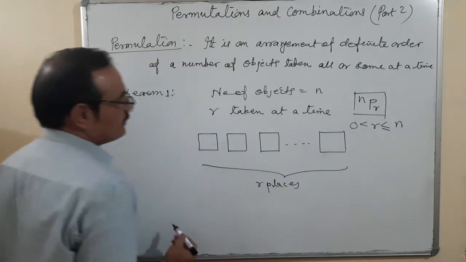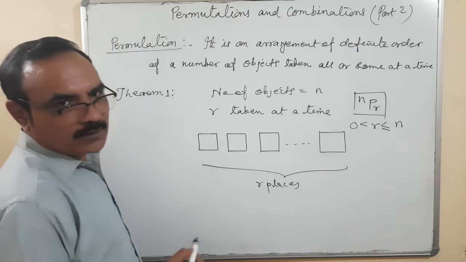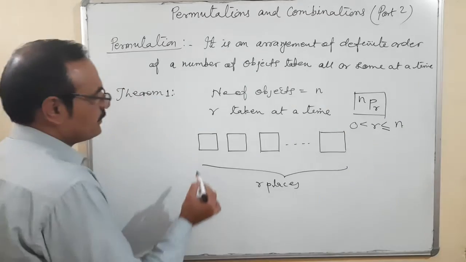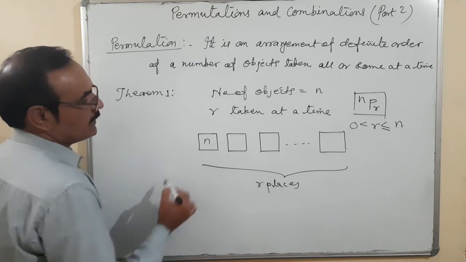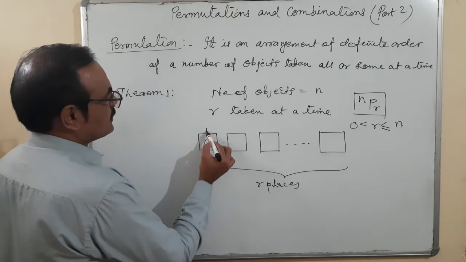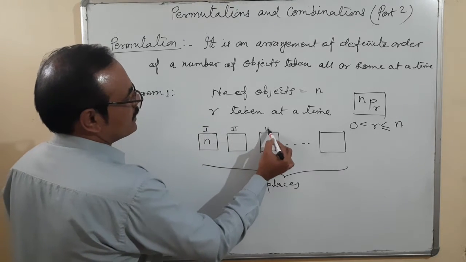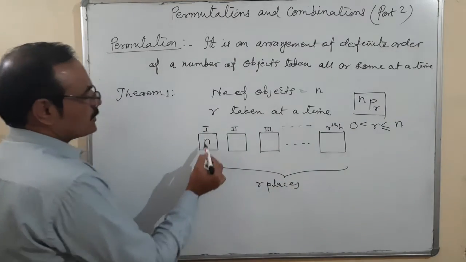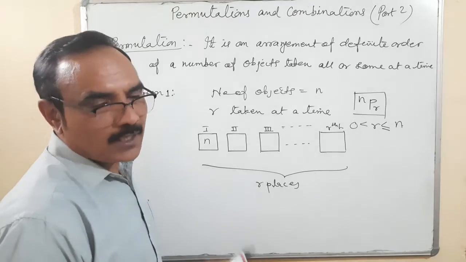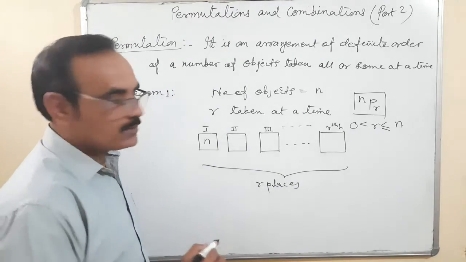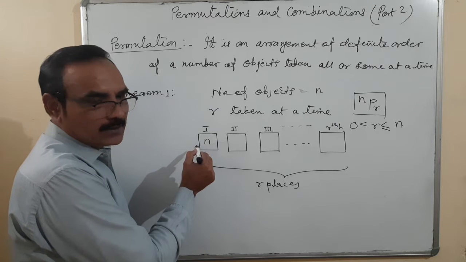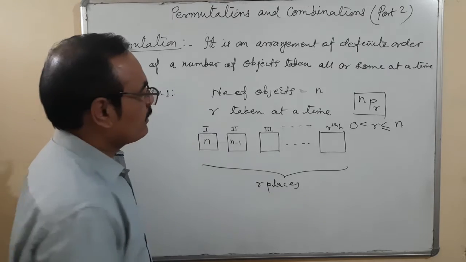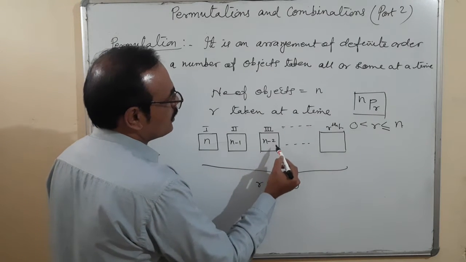The total number of objects is n. So this first place can be filled by how many objects? By n objects. Am I right? This is the first place, second place, third place, up to the rth place. The first place can be filled by n objects. Because repetition is not allowed, one object is already filled here and will not be used again. The second place will be filled by n minus 1 objects. The third place will be filled by n minus 2 objects.